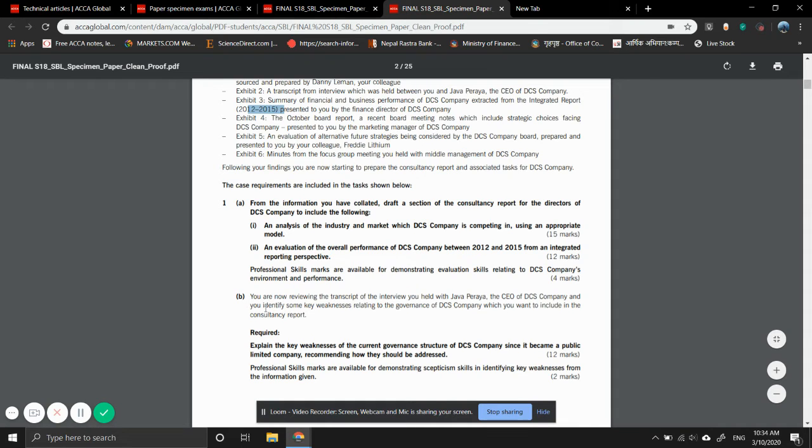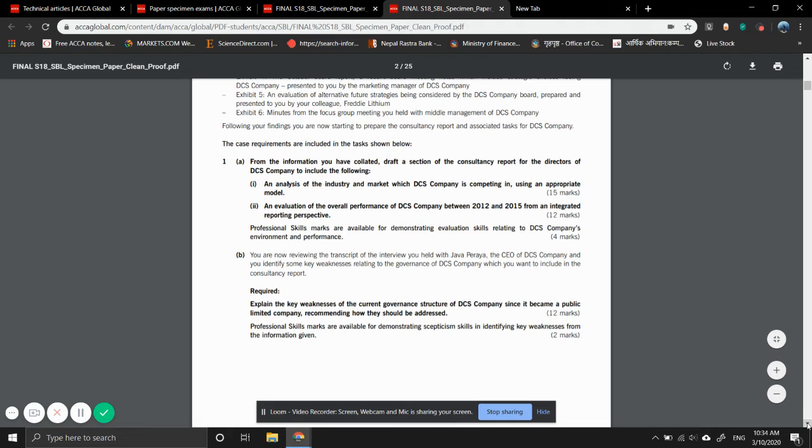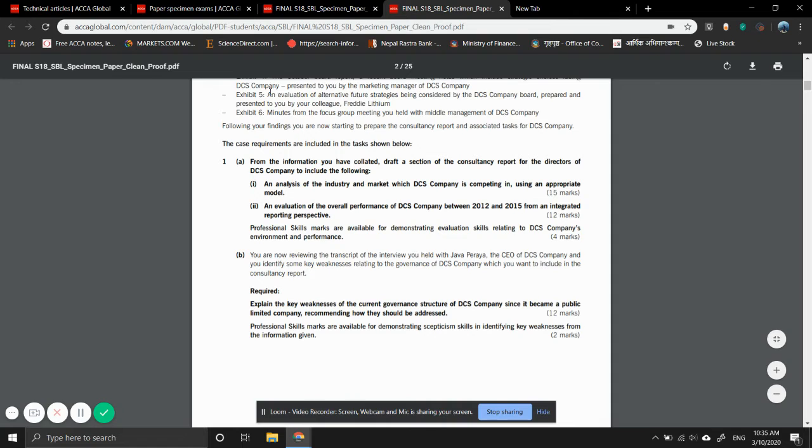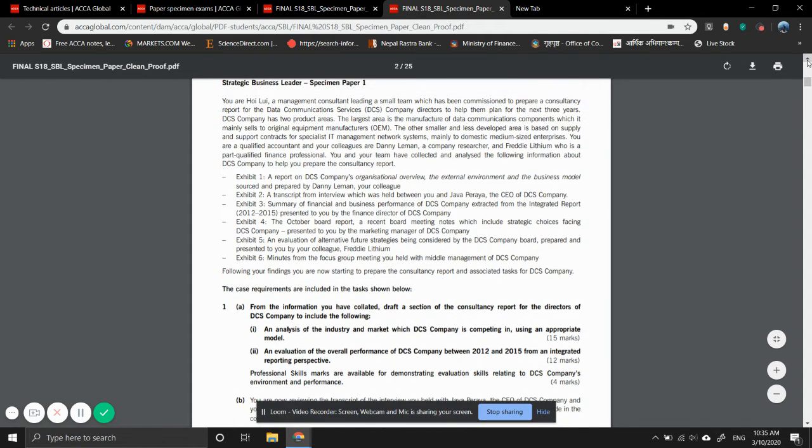After that, requirement B would be: you are now reviewing the transcript of the interview you held with Java Peria, the CEO of DCS company, and you have identified some key weaknesses relating to the governance of DCS company, which you want to include in the consultancy report. Explain the key weaknesses of the current governance structure of DCS company since it became a public limited company, recommending how they should be addressed.